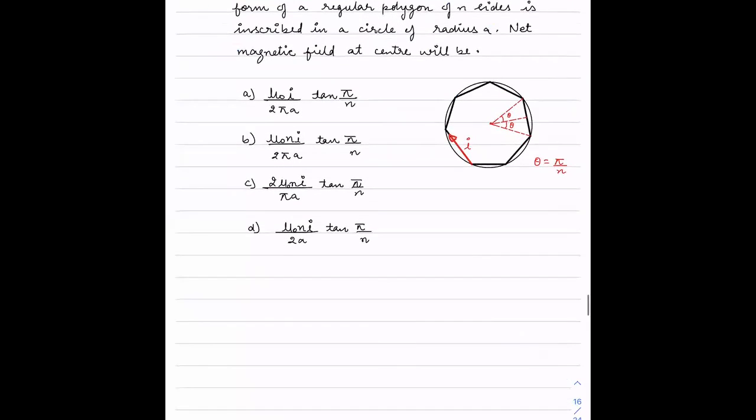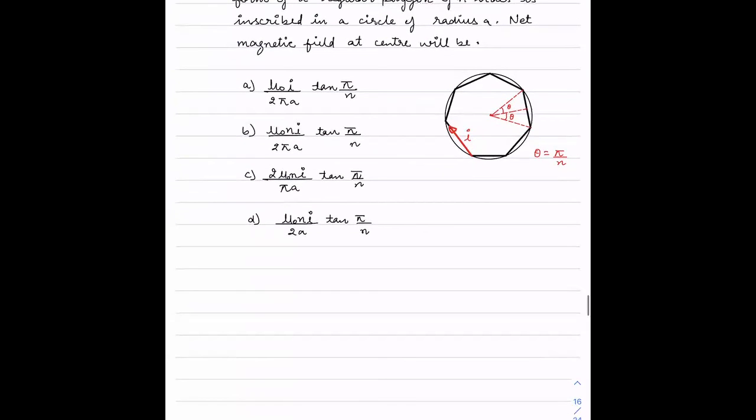Now, question number 9. How many of you have got the result? Sincerely tell me, how many of you have solved it without any help and got the result? You got B. B is the correct option.